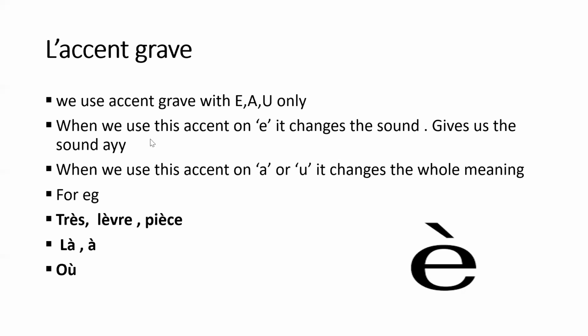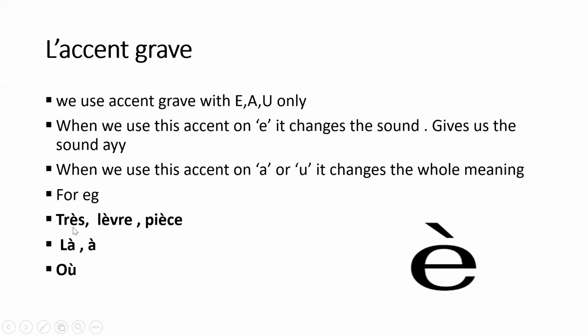ठीक है? So when we use this accent over E, it changes the sound and gives us the sound of A. Previous accent का sound था A और accent grave का sound है A. All right? A and A. All right. So but when we use the same accent over A and U, it changes the meaning. बच्चे ध्यान से सुनिए, accent grave जब हम E पे use करते हैं, it changes the sound into A, but when we use the same accent over A and U, it changes the entire meaning. I tell you how it works.